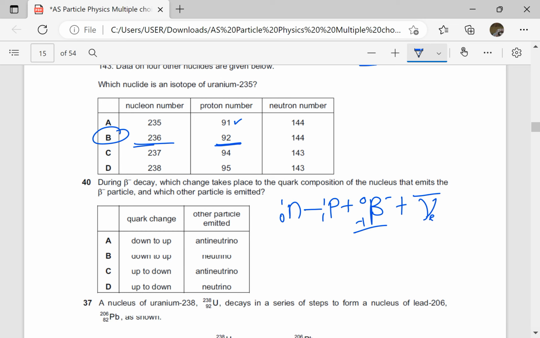So they said which other particle is emitted. So which change takes place? Because it is a neutron which is up, down, down, changing to up, up, down. So a down quark changes to up. We eliminate this one and this one. We have down to up, but then an electron antineutrino is emitted. So the answer here is going to be A.